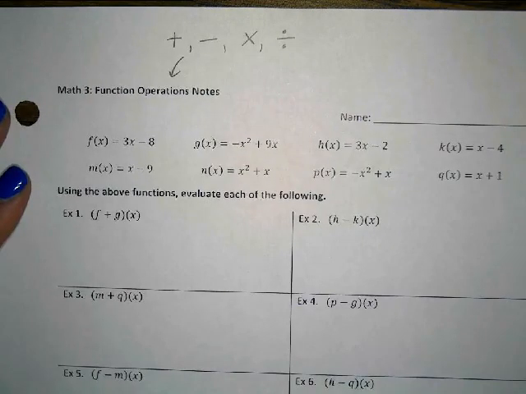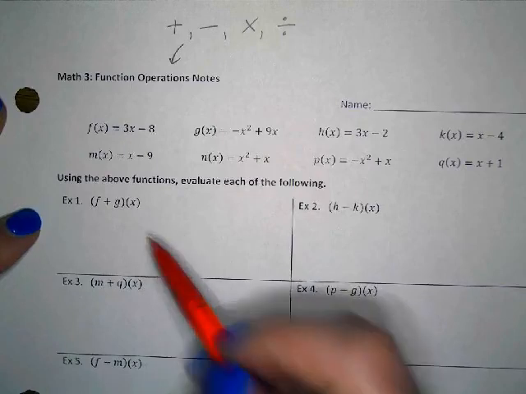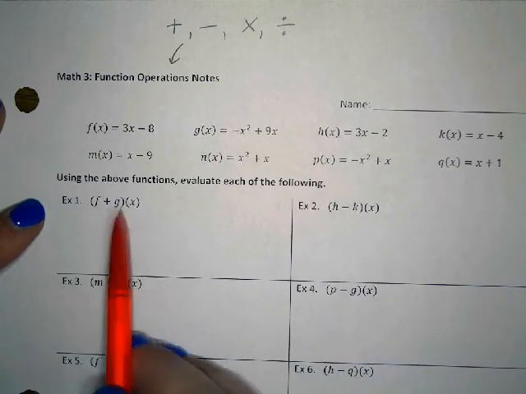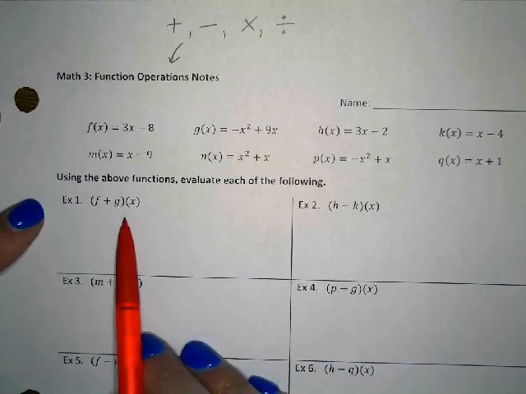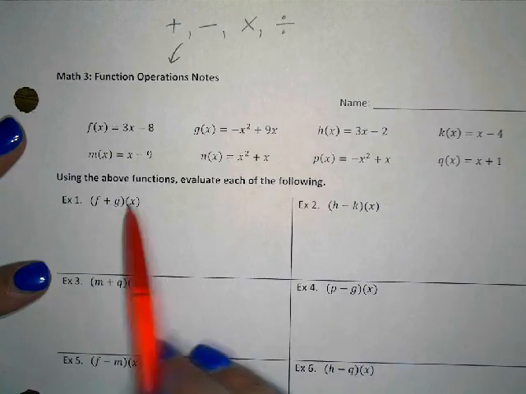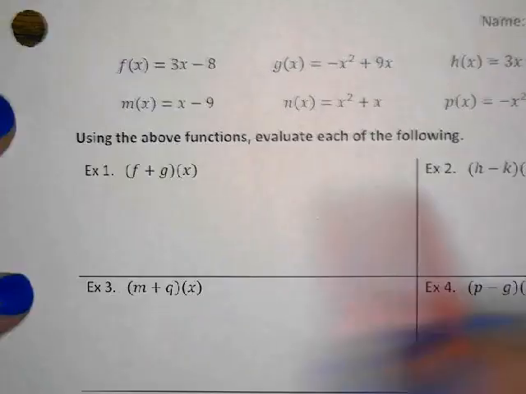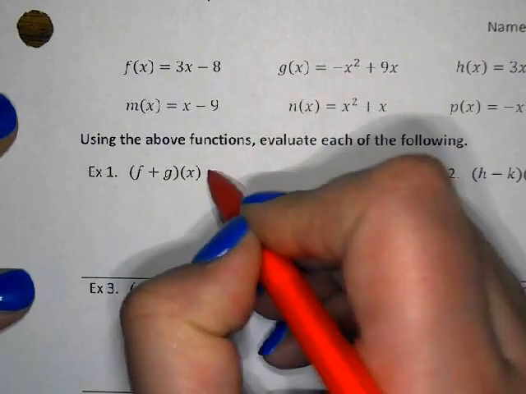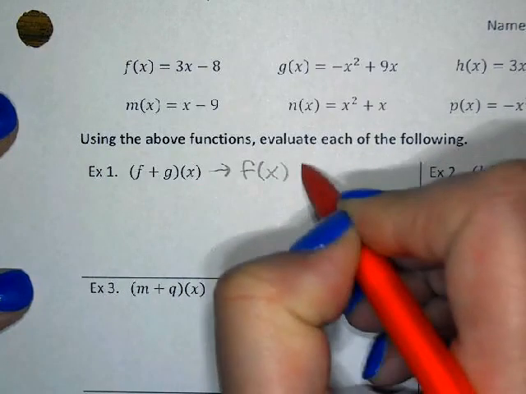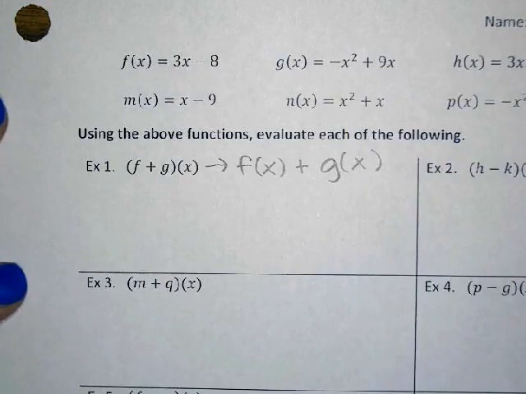All right, so the first example says we are adding two functions together. We're going to take function f and function g and add them together. This is a special notation that just means you're adding f and g. It's a very common notation. It just looks a little weird. So when they write something like this, what they really mean is take f of x and add it to g of x.